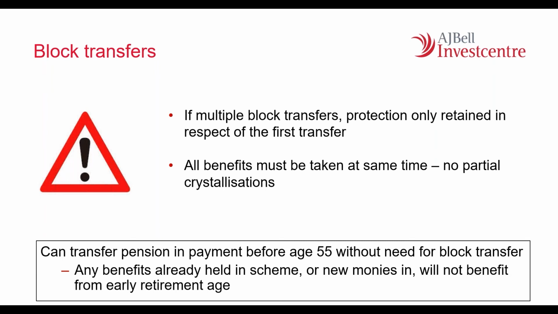Thankfully, that changed on the 6th of April 2015. So now, say for example, someone with a protected retirement age started taking benefits at age 40, you don't need to worry about a block transfer now. They can still make a normal transfer and continue to take payments, because as long as they started taking them, they had the right under the scheme where it originated, you can still transfer that without having to worry about a block transfer now. So that is a little bit of good news.